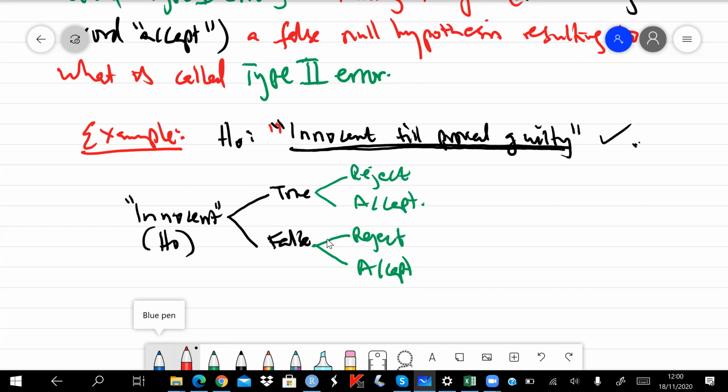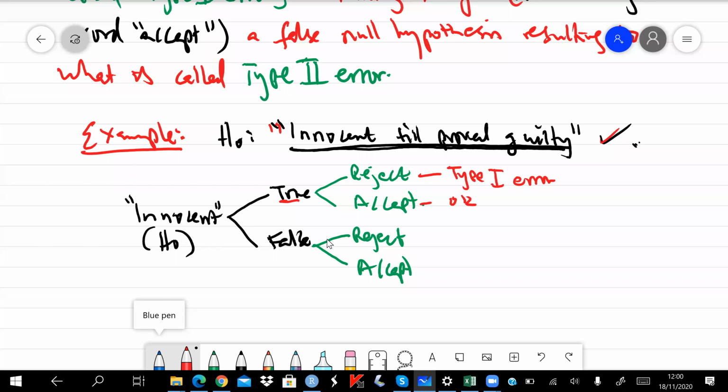So you notice that in the first scenario, the guy is actually innocent, but you reject that statement. So this will result in a type 1 error. Then in the second scenario, it is true that the guy is innocent, and you accept this statement that he is innocent, then this will just be an okay decision.